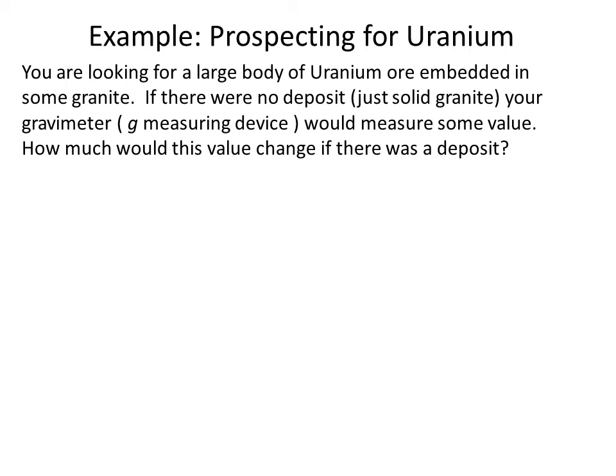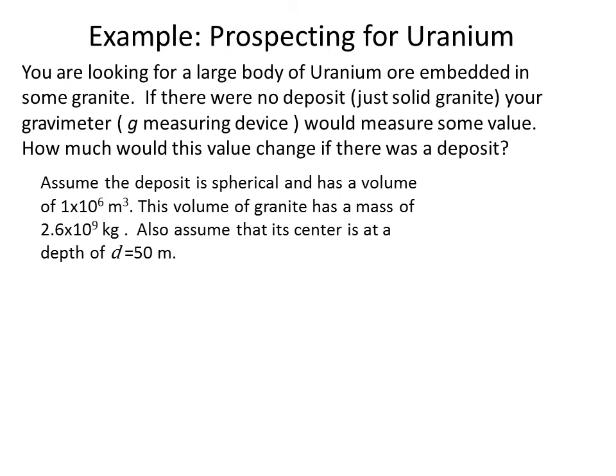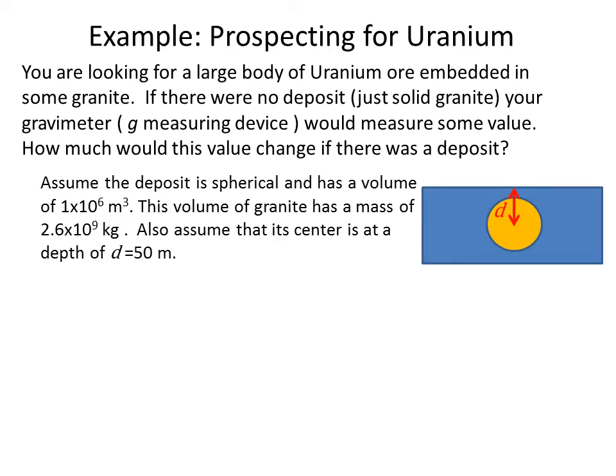You are looking for a large body of uranium ore embedded in some granite. If there were no deposit, just solid granite, your gravimeter, your g measuring device, would measure some value. How much would this value change if there was a deposit? Assume the deposit is spherical and has a volume of around 1 million cubic meters. This volume of granite has a mass of 2.6 times 10 to the 9th kilograms. Also assume that its center is at a depth of 50 meters. So if we draw the picture, it looks something like that.